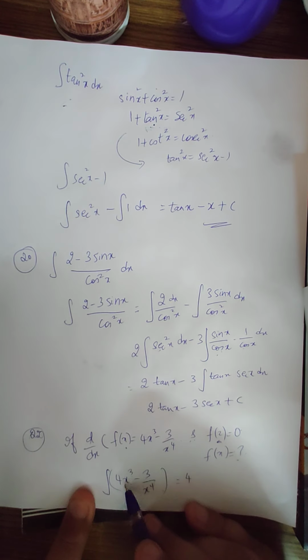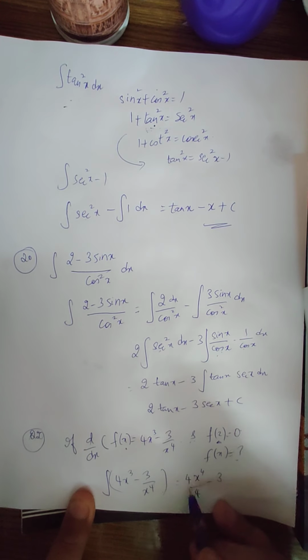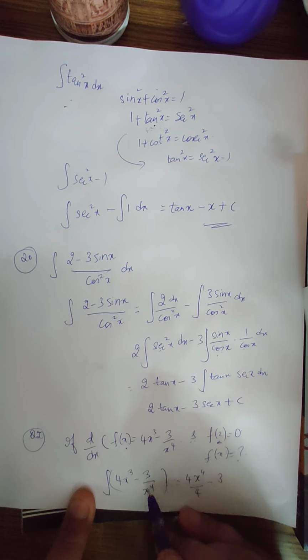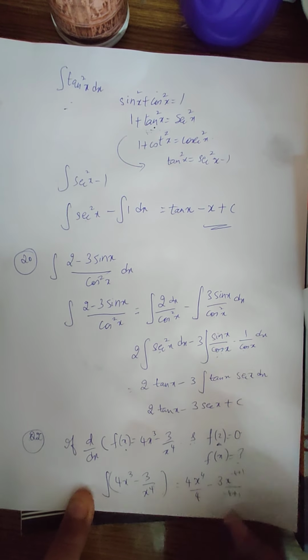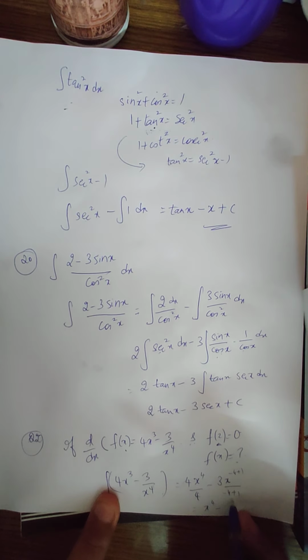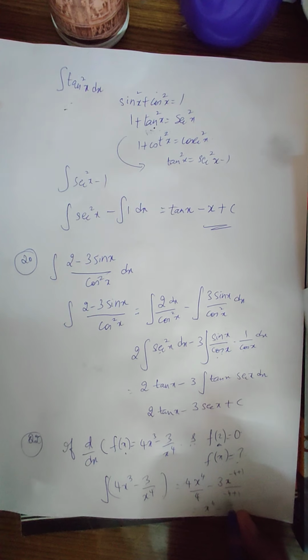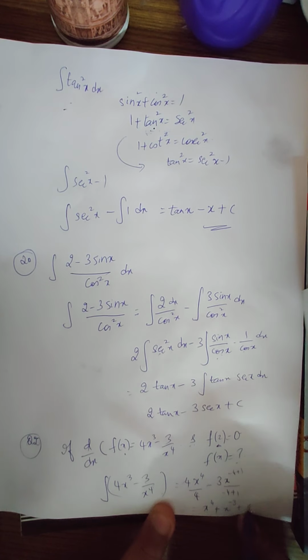So 4 into integration of x cube will be 4x power 4 by 4, minus 3. This is x to the power of minus 4. So this is 3 into x to the power of minus 4 plus 1 by minus 4 plus 1. So this will be 4 cancel, x power 4, minus, this will be minus 4 plus 1 is minus 3. So minus 3 and this will be cancelled, plus x to the power of minus 3 plus c.